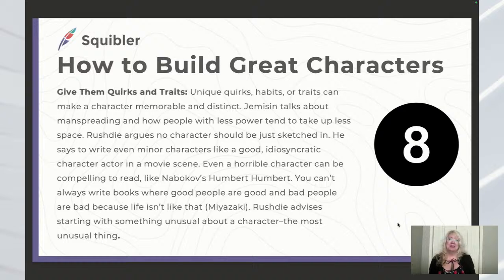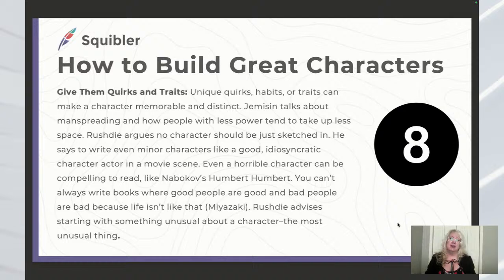Even a horrible character can be compelling to read, like Nabokov's Humbert Humbert in Lolita. He's a horrible person, but you can't stop reading because the way his voice is built is so compelling. You cannot always write books where good people are good and bad people are bad, because life is not like that. And I think a great example of this is from film, from Miyazaki's Princess Mononoke, where Lady Eboshi is trying to save women who have been abused, but she's also cutting down the forests and killing the forest animals to create iron. So she's not totally good and she's not totally bad. She's a complex combination of both.